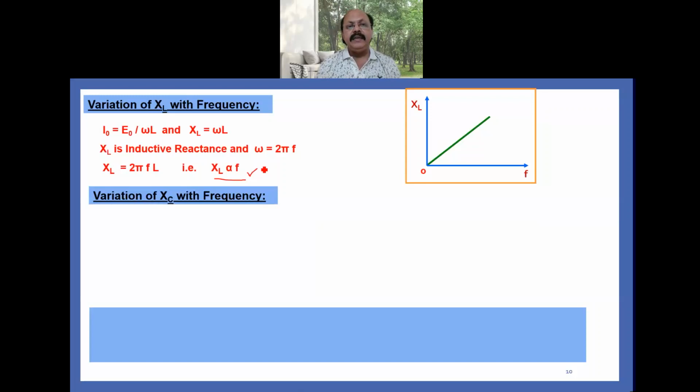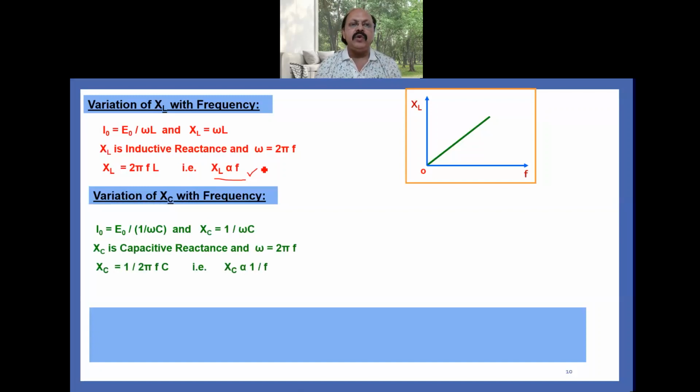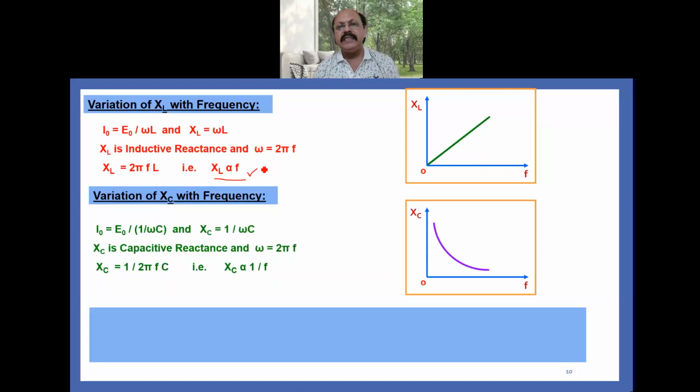But in case of XC, XC equals 1 upon omega C and omega is 2 pi f. When you substitute it, you get XC equals 1 upon 2 pi fC. So XC is inversely proportional to the frequency. As the frequency increases, XC decreases. You see the graph here. So these are the two graphs, one for inductive reactance with frequency, another for capacitive reactance with frequency.